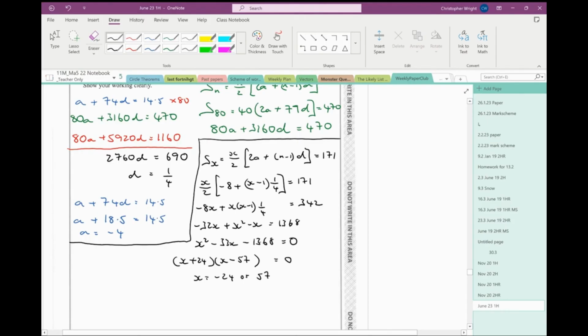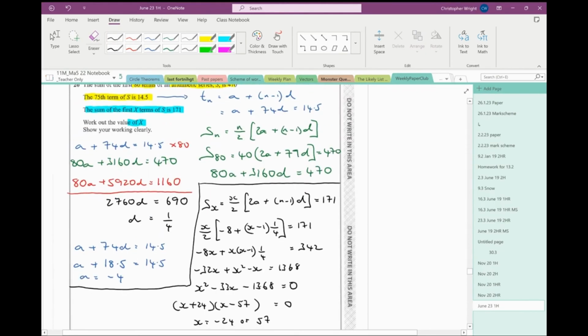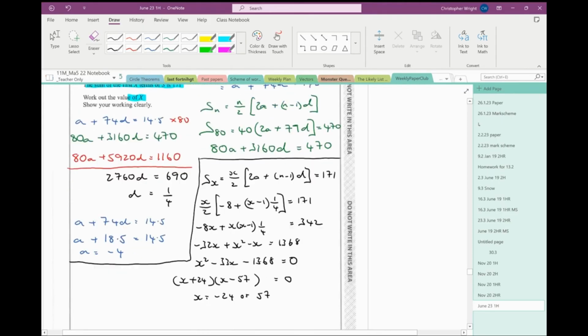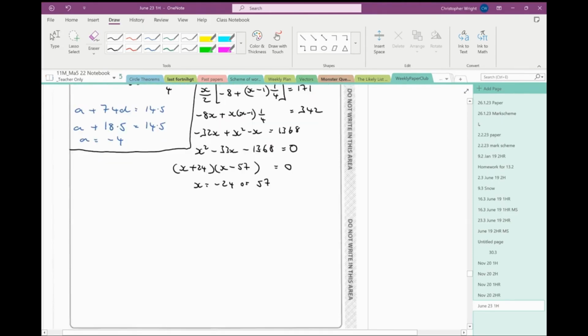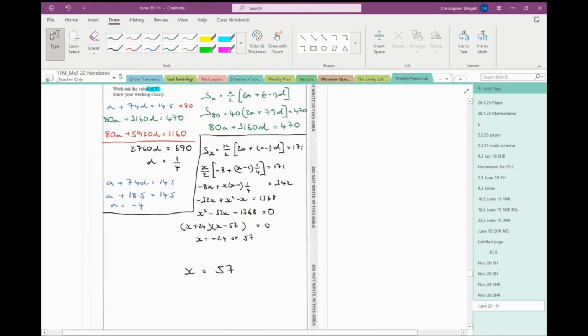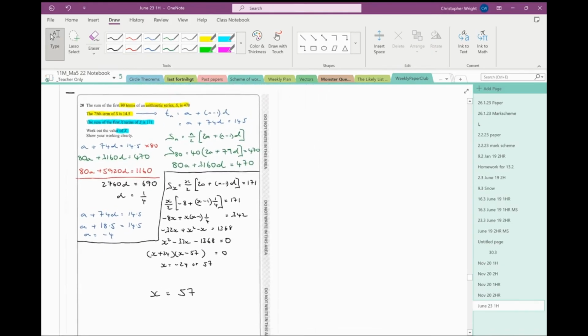However, let's just go back to the question. The sum of the first x terms is 171. Find the value of x. Well, clearly, you can't have the sum of the first minus 24 terms. So the solution is that x must be 57. So the sum of the first 57 terms is 171.